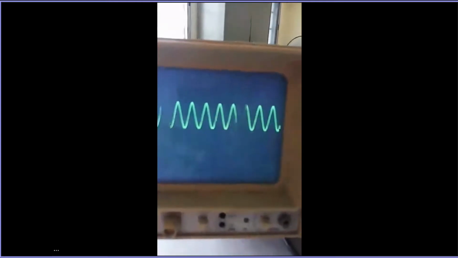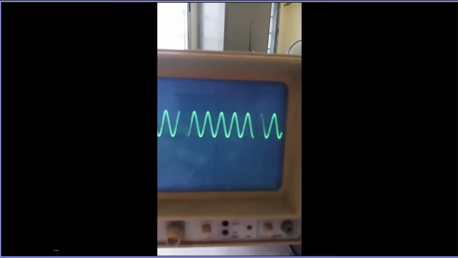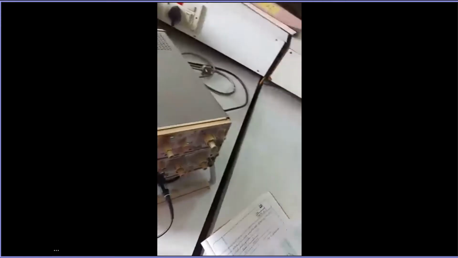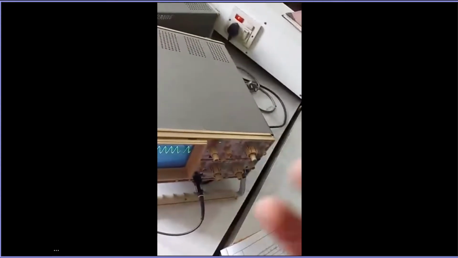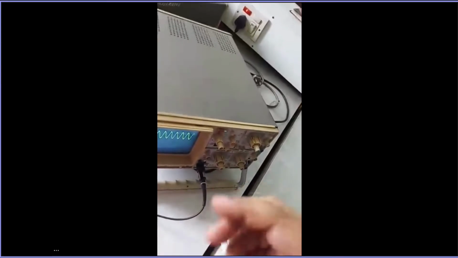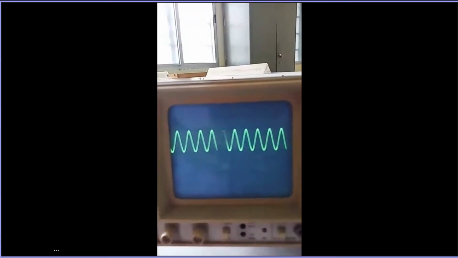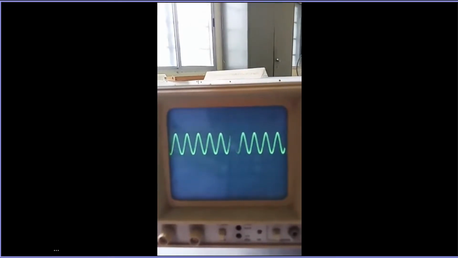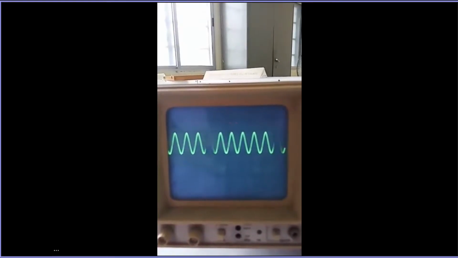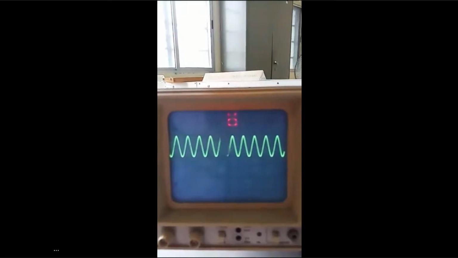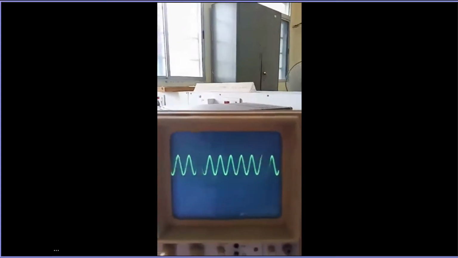Now the previous reading I have shown you was for 500 hertz 4th order. Now what I am showing you is 500 hertz second order. 2 volt peak to peak. I hope you have taken the snap.